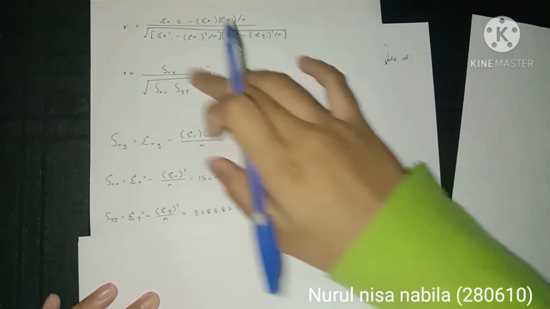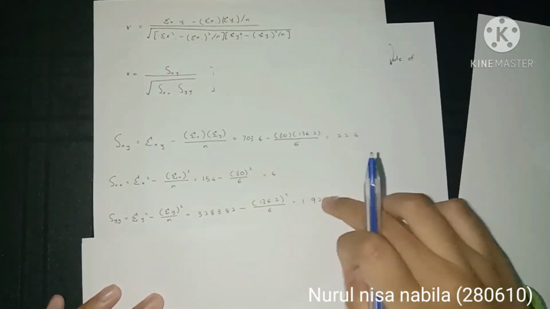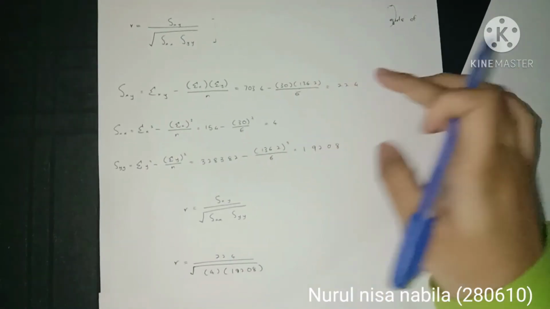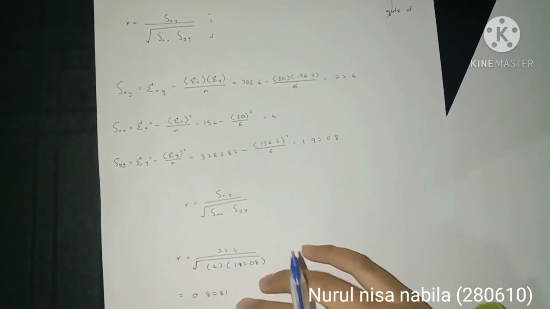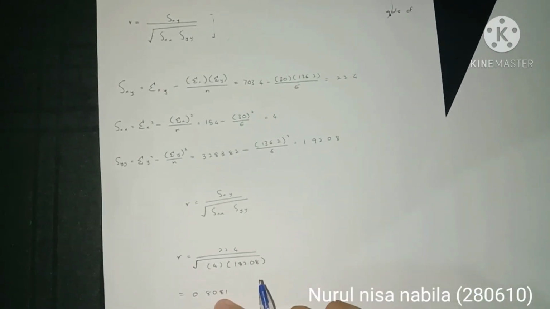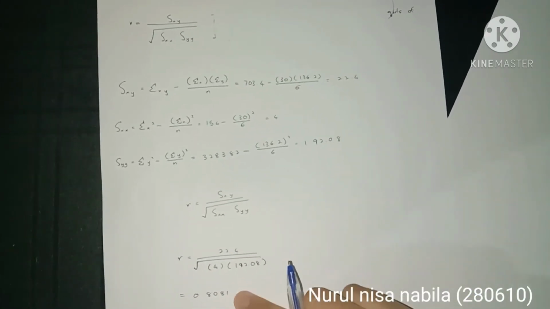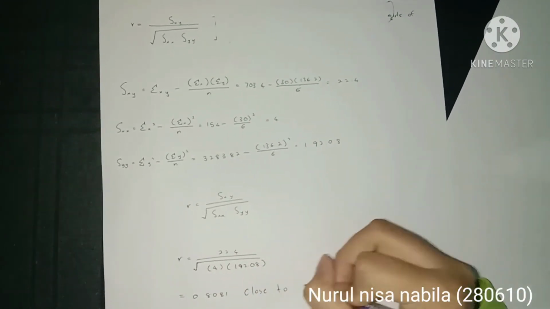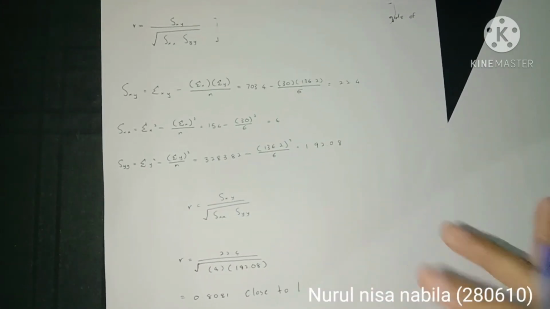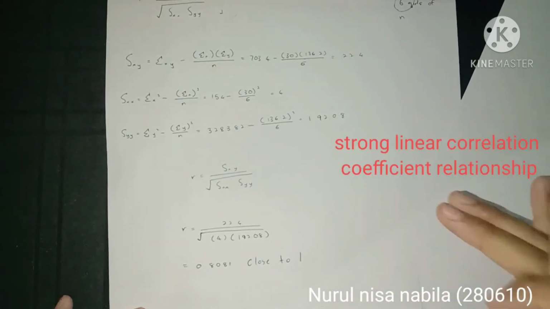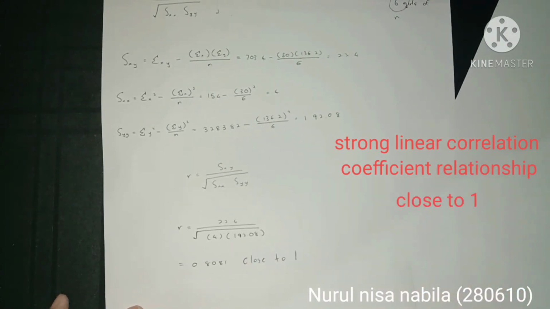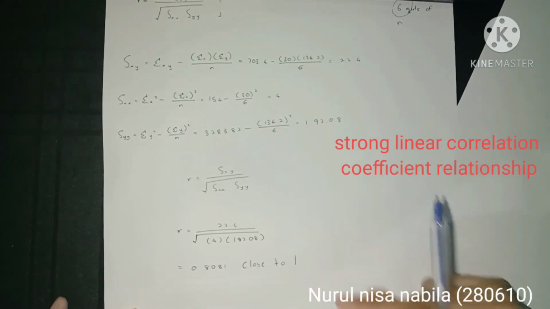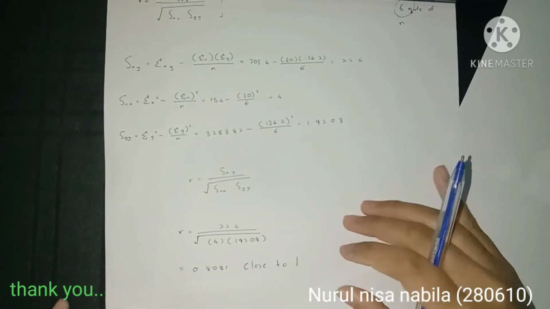Then put these into the formula and you will get the answer, 0.801081. It's close to 1, so it means a strong linear relationship. So that's all from me.